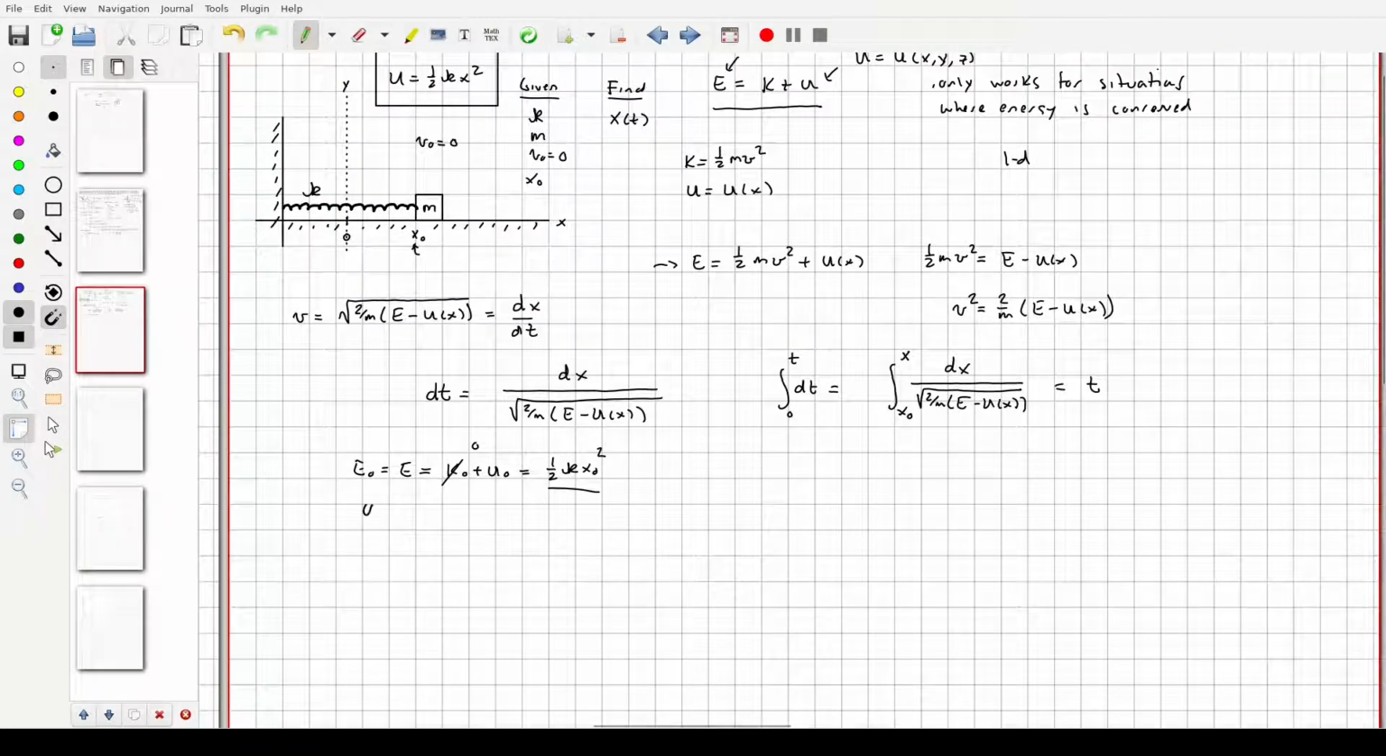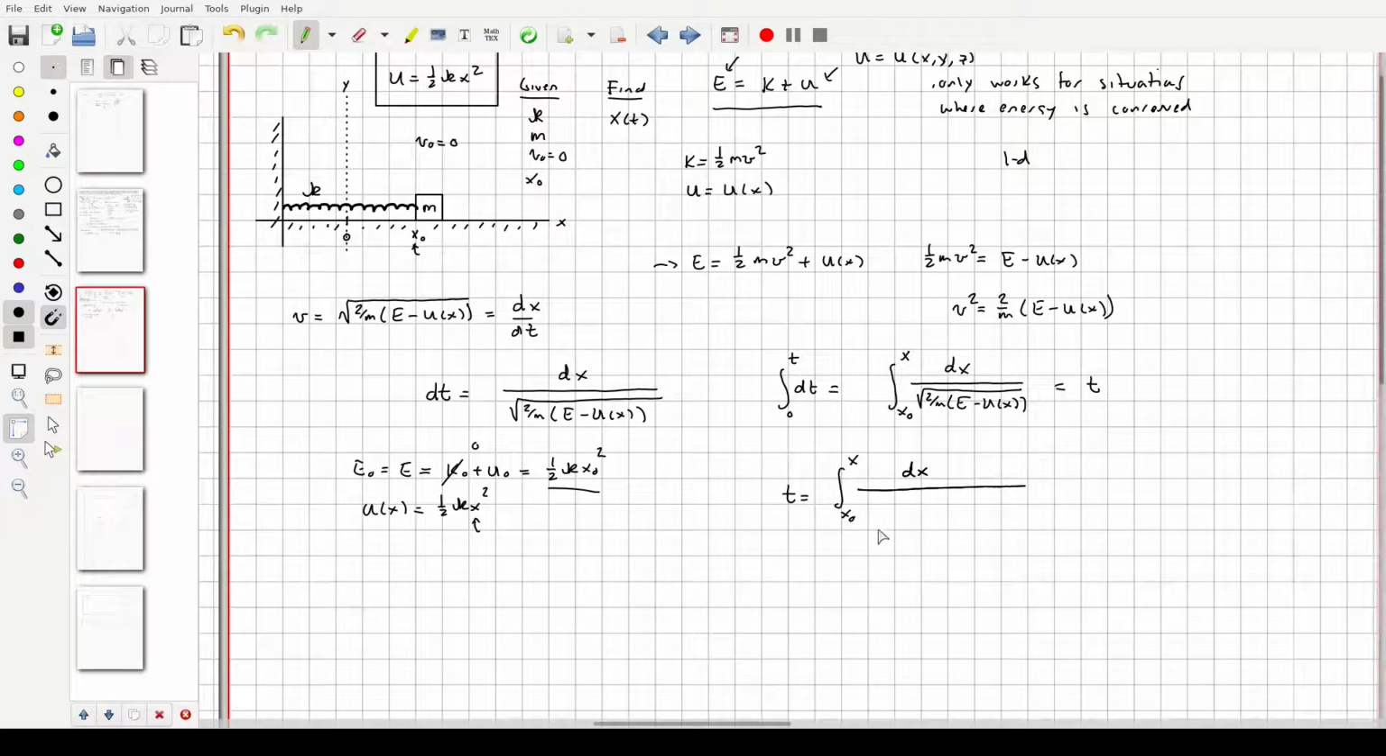U of x, though, is just the generic form of your potential energy, 1/2 k times x squared. And this x right here can change. In fact, it's this ultimately that we're going to be looking for. So, that said, let's plug this in. We've already solved for the left-hand side. That's t. On the right-hand side, we're starting off at x naught, and we're ending up at position x, which is what we're trying to find. We have dx here.